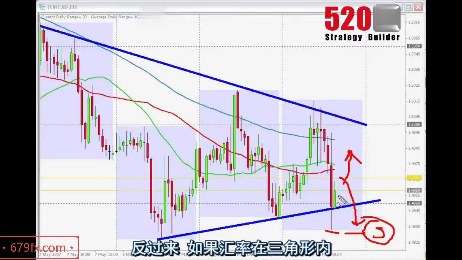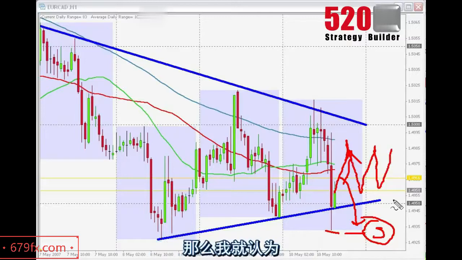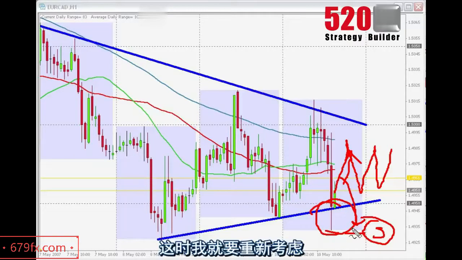On the other hand, if I see that price dives back into the triangle and meanders a little bit up here, I will stop for that. I will not consider this as a valid breakout. I will consider it as a fake out, and I will reassess whether I want to enter on this breakout or not. Probably not. For the time being, it's looking good.